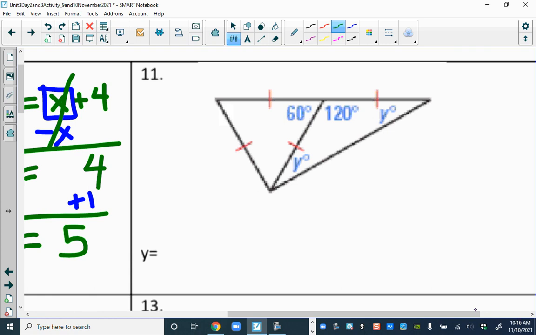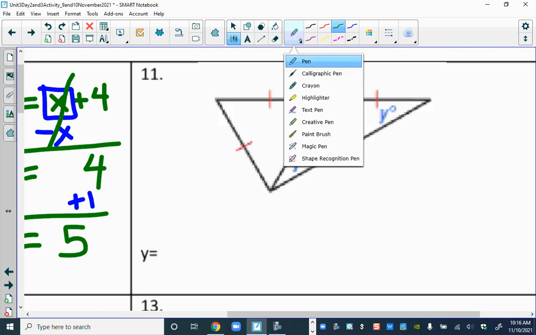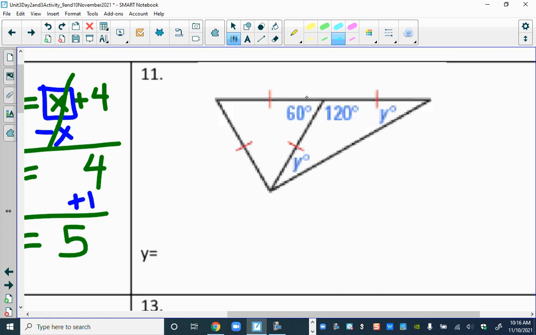So, basically, they told us that these two sides here are congruent. So it's this length and that length. Now, the only part we have to worry about, because there's no variables here, but we have variables here. So we're just worried about this triangle. This is the one we're worried about. The 120, the y, and a y.